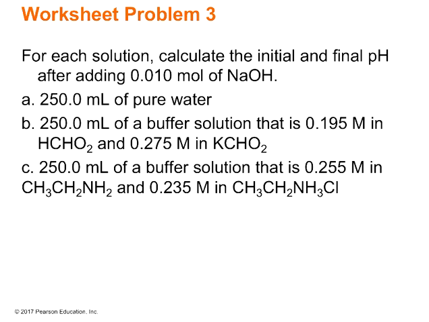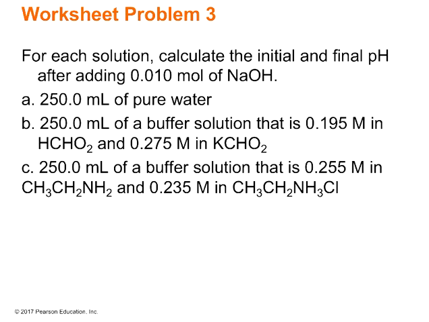Now let's work on worksheet problem 3. And in this problem, for each of the following solutions, we're going to calculate the initial and final pH value after adding 0.1 moles of sodium hydroxide. So in A, we're going to determine the pH of pure water. So initially, pure water should have a pH of 7. And then we're going to determine the pH after adding 0.01 moles of sodium hydroxide.